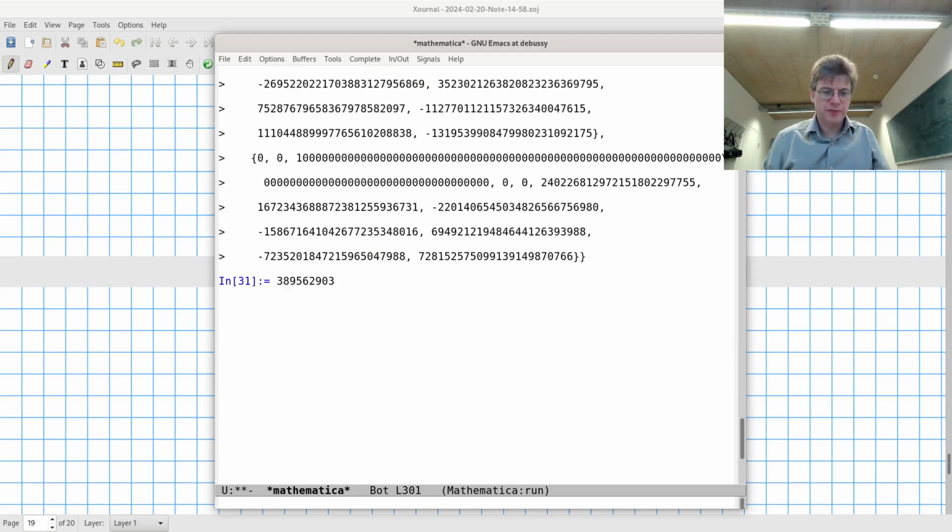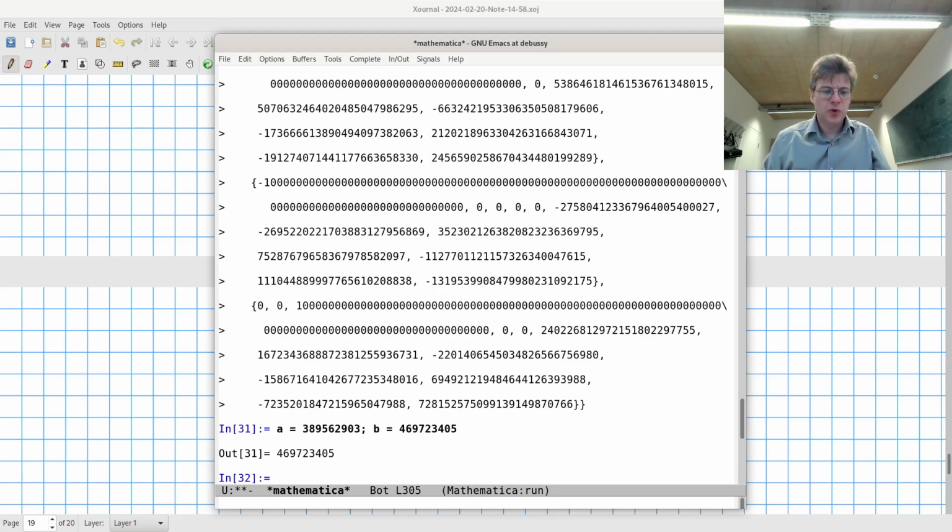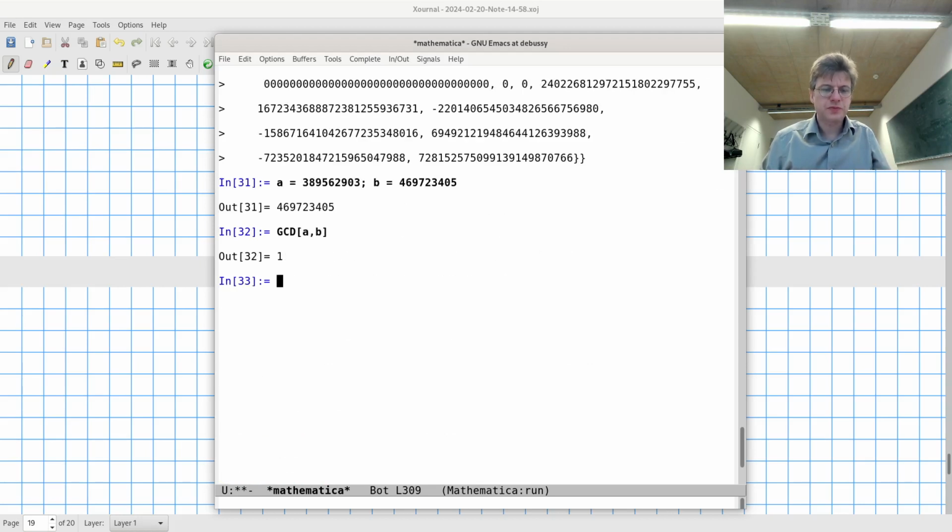So let's see if this works. Let's take some number A and some other number B. See, they don't have a GCD probably. Okay. So let's give them a GCD.